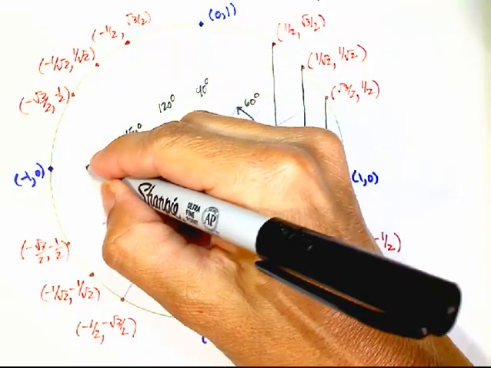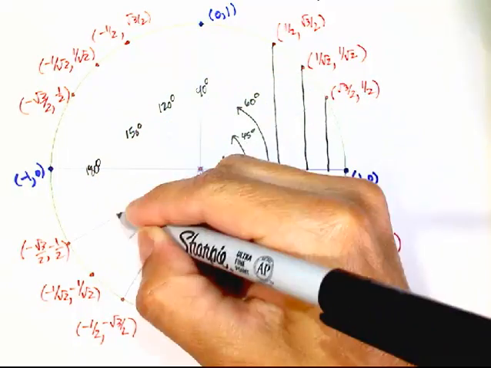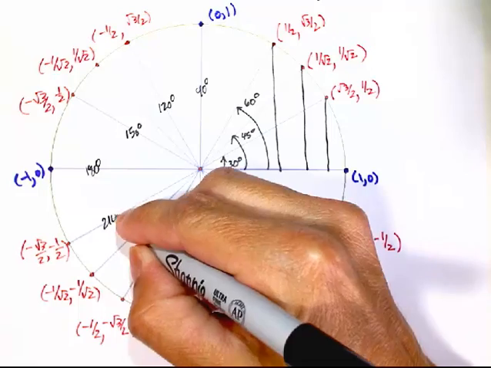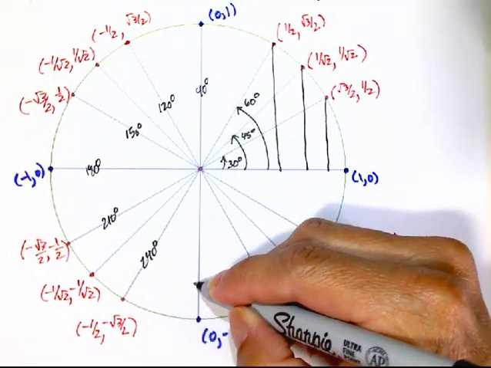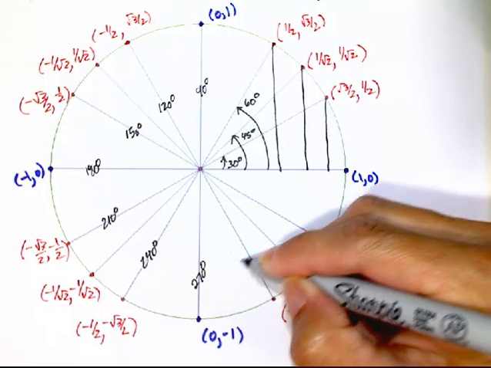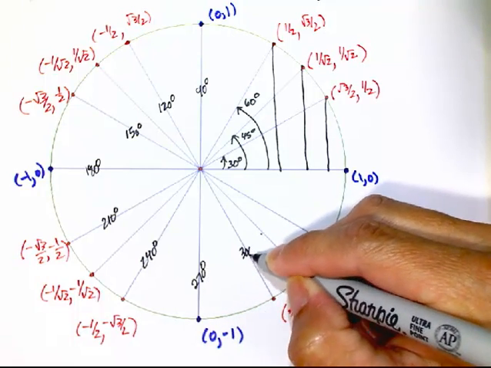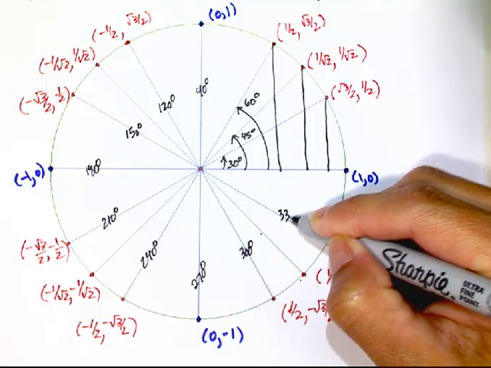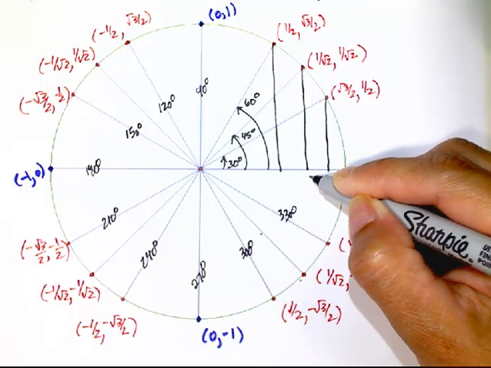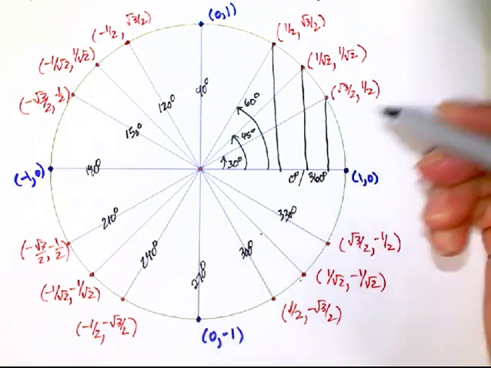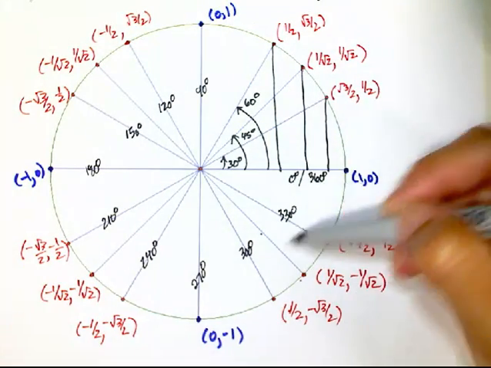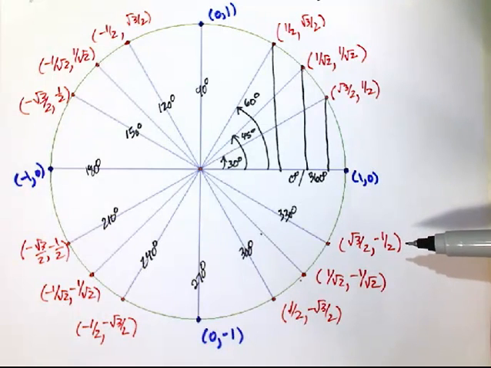Now let's keep going. We get 180 degrees, 210 degrees, 240 degrees, 270 degrees, 300 degrees, 330 degrees. We land back where we started for a full rotation of 360 degrees. So it's actually our starting place at 0 degrees, and we finish at 360 degrees.